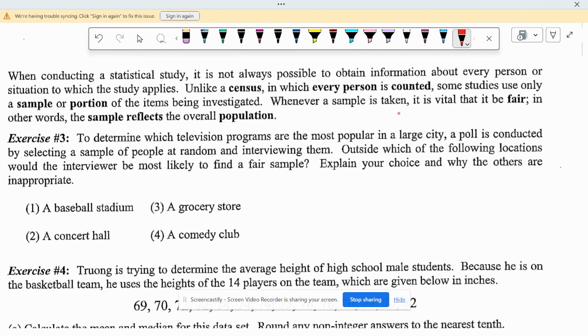So in our example right here, it says to determine which television programs are the most popular in a large city, a poll is conducted by selecting a sample of people at random and interviewing them. Outside of which of the following locations would the interviewer most likely find a fair sample? Explain your choice. Okay, so let's talk about each one. Why would it not be fair to be outside of a baseball stadium?